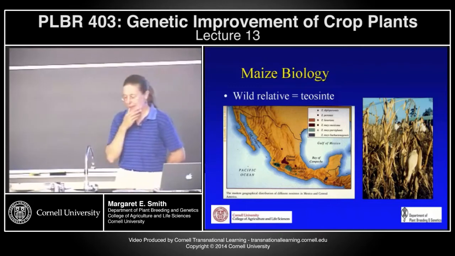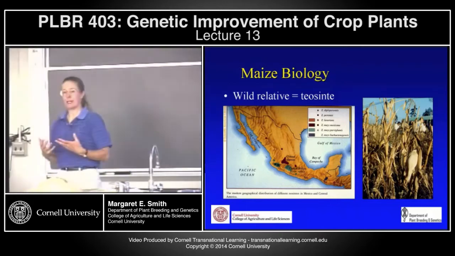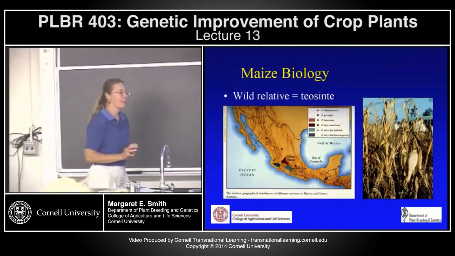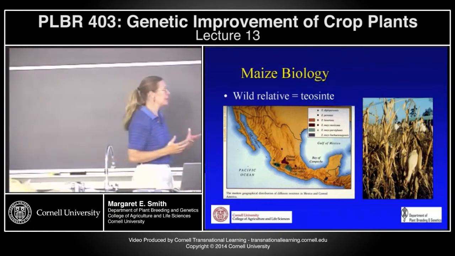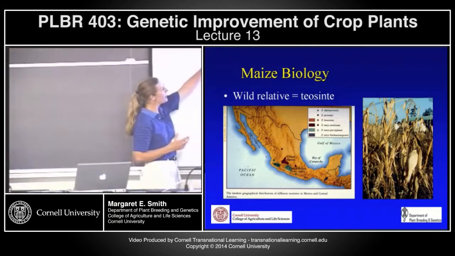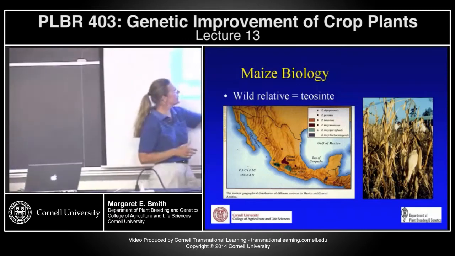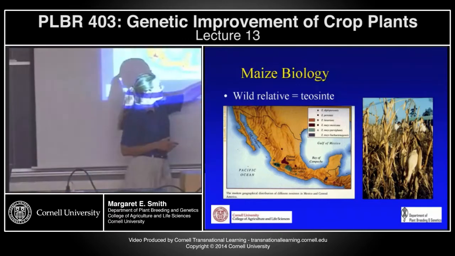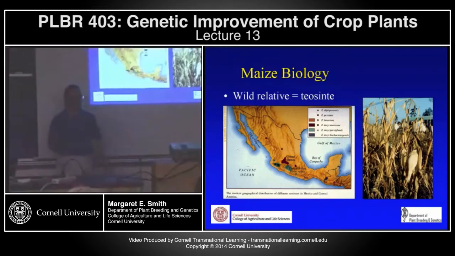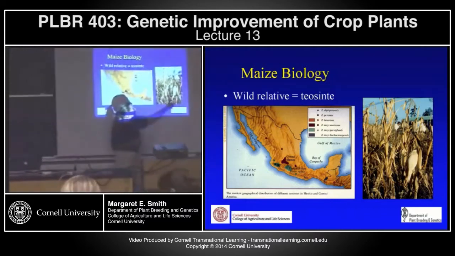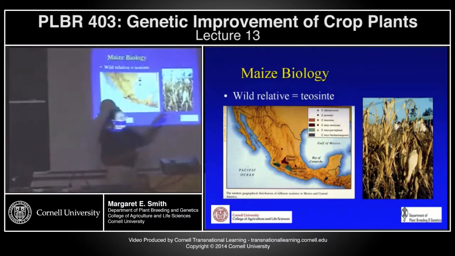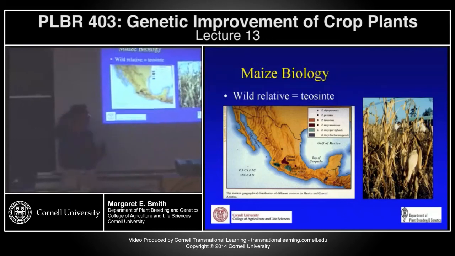The first thing that one wants to know if you're starting off a breeding program is where did the crop come from? What is its pollination biology? In the case of maize, its wild relative is teosinte. And this picture shows a farmer's maize field in Mexico, actually. This is the maize. And right here, you can see a teosinte plant. They're all intermixed in farmers' fields.